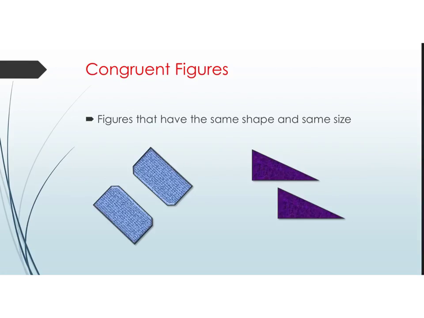So congruent figures are figures that have the same shape and same size. This is really important, folks. Same shape, same size. They can go any direction. That doesn't matter. Like these two are flipped from each other. This one slid farther down. But it's important, same shape, same size.